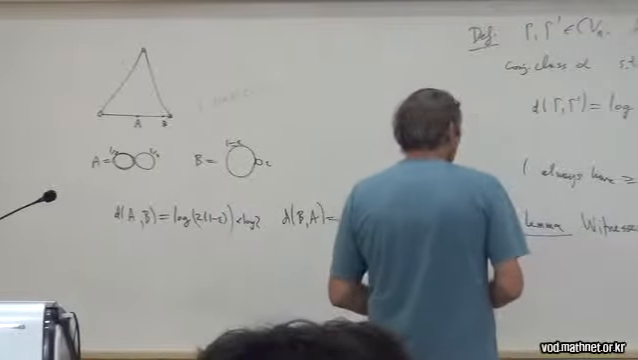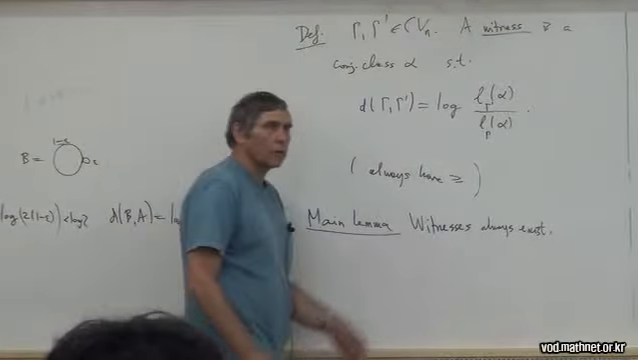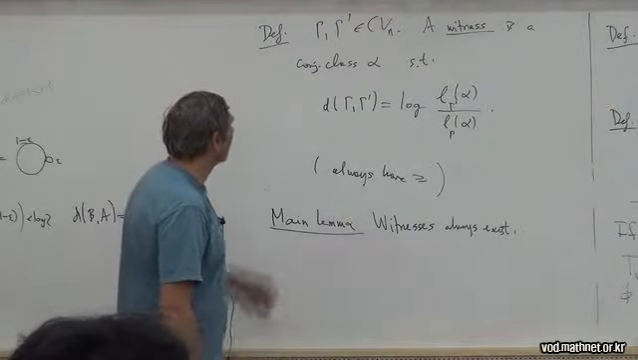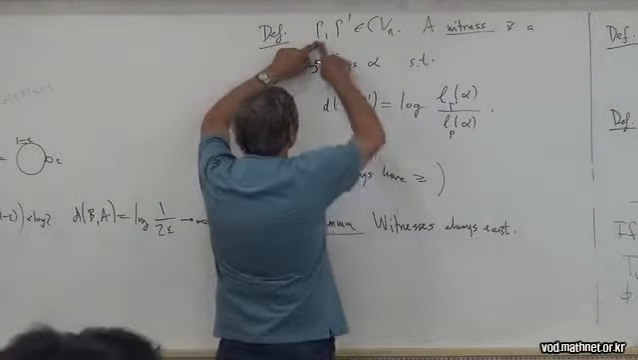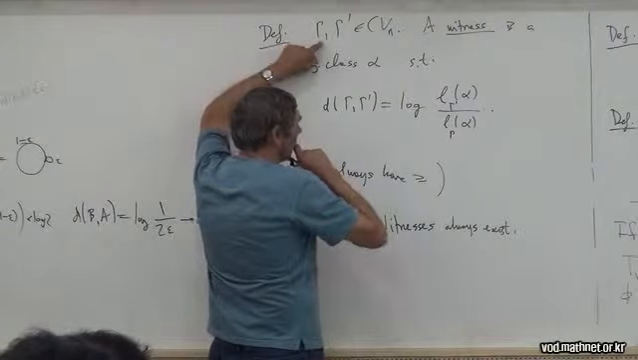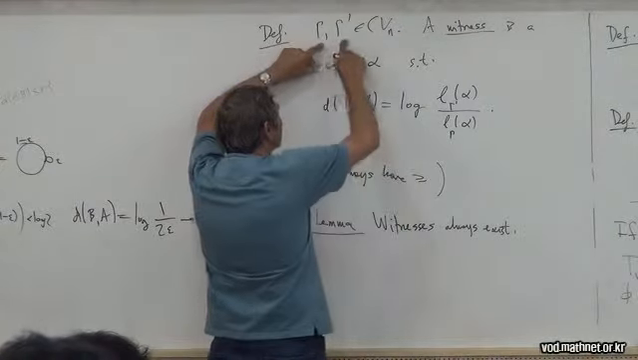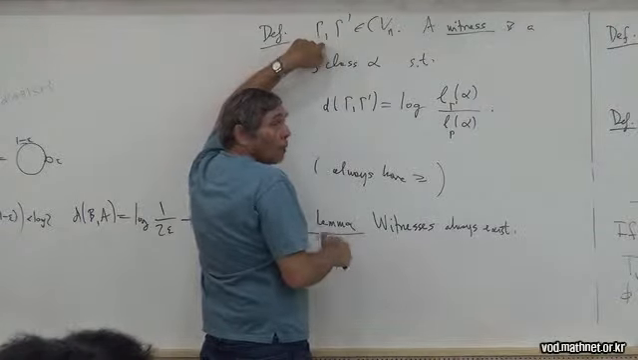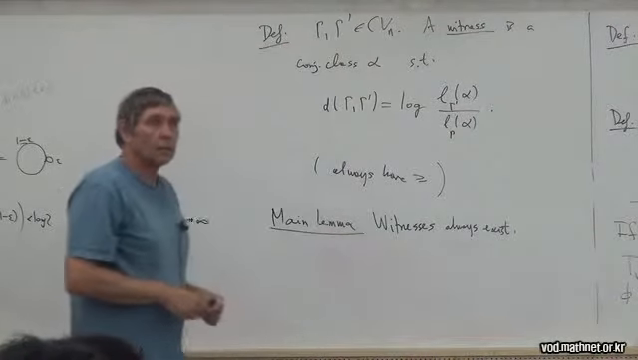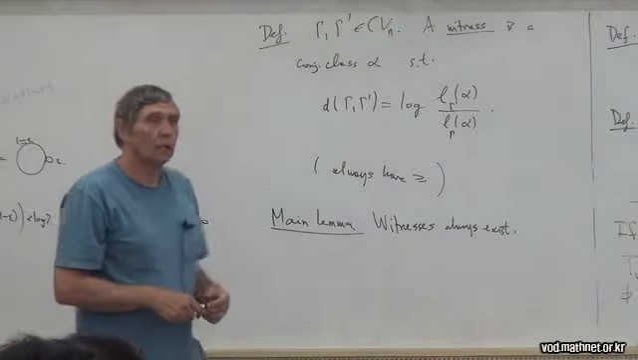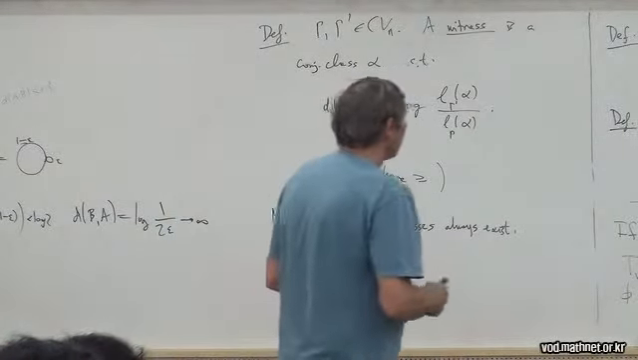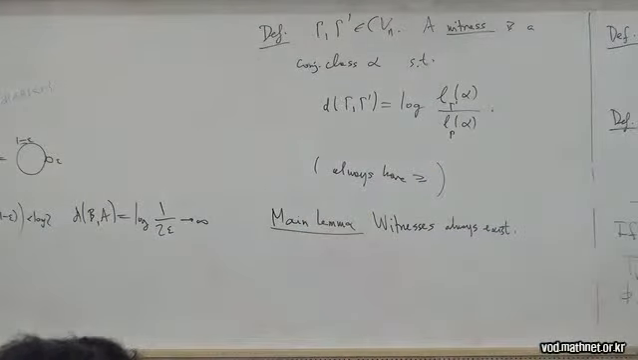The goal is to prove this lemma, that witnesses always exist. And recall what that means is that you can find a loop in gamma so that when you take its image under this difference of marking maps and you take the ratios of lengths, then you get exactly the slope of the optimal map. Okay, so to set up the proof, we need these definitions.